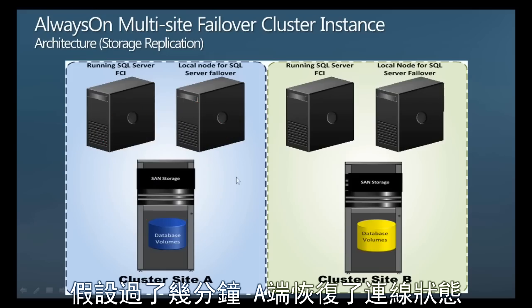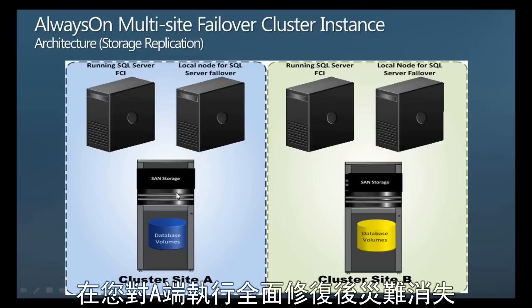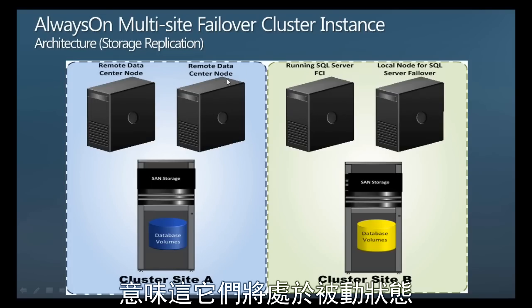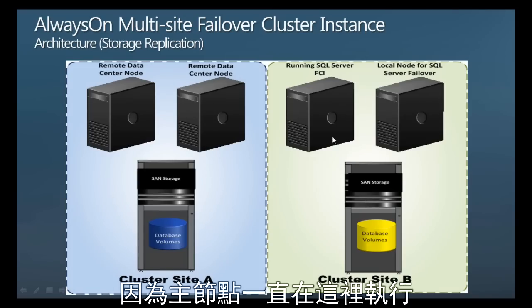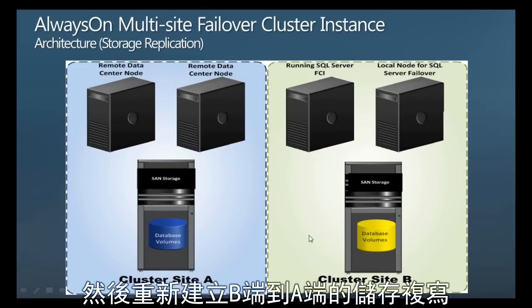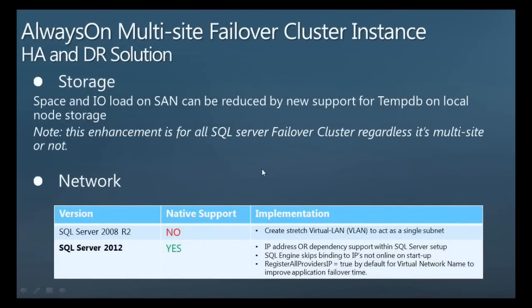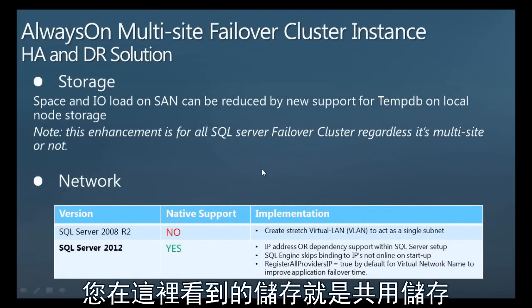Let's say after a few hours, side A comes online, the disaster is gone. You repair everything in side A. These two other nodes will now become a remote data node, which means they're passive because the primary is running here. And then the storage replication will be re-established from side B to side A. So the storage you see here is a shared storage.